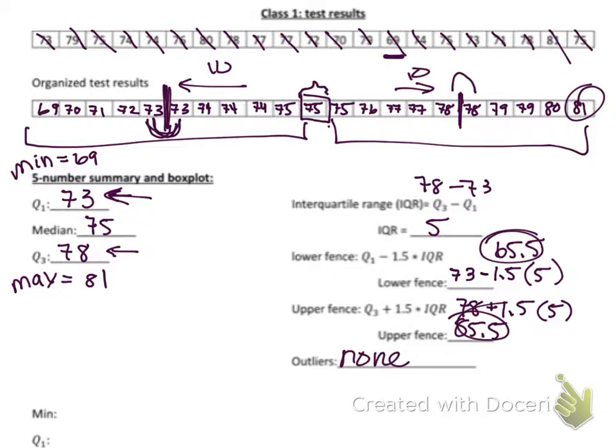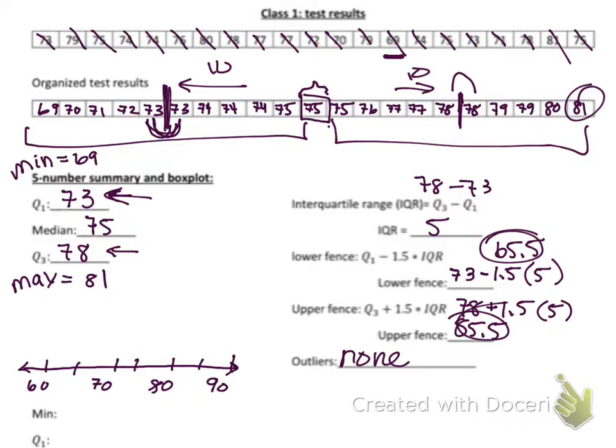So I'm going to go ahead and do my box plot. I need to capture the numbers 69 up to 81. So maybe I'll go 60, 70, 80, 90. I like to do something kind of rough, and then I'll split it by 5. So we can see 65, 70, 75, 80, 85, 90.